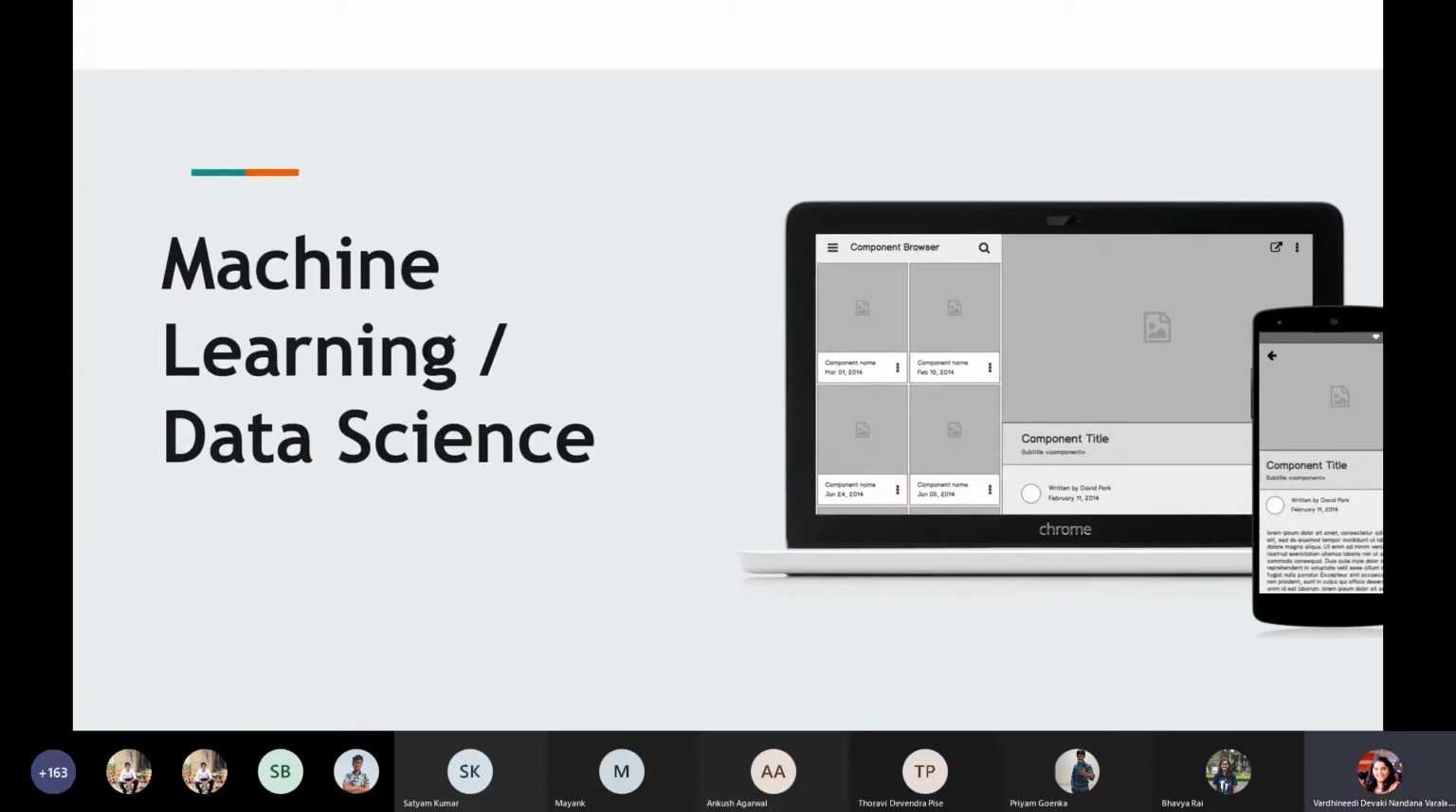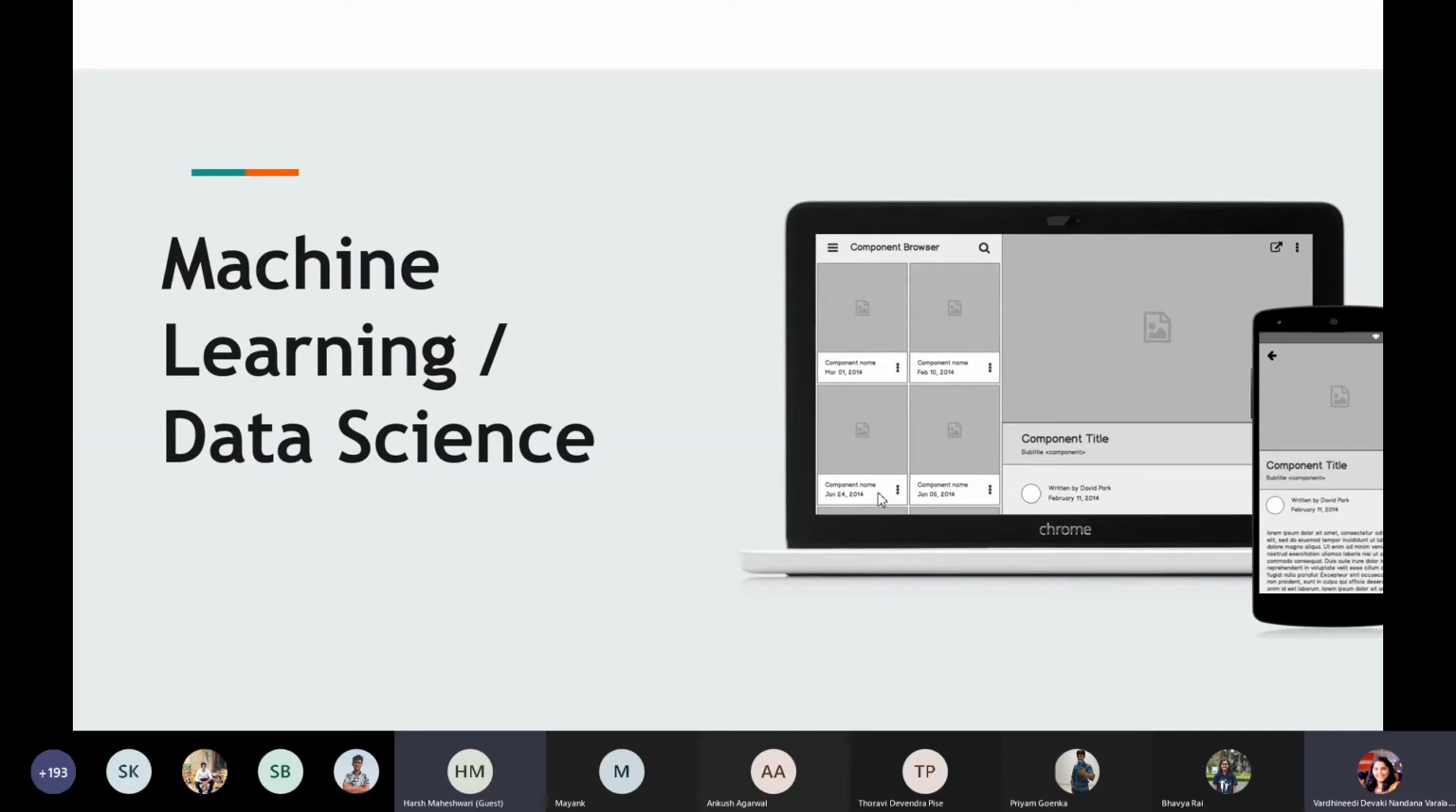Firstly, we'll start with the machine learning and data science field. So I invite our panelist Harsh to give the brief about the machine learning and data science field. So Harsh, firstly, would you like to give a brief introduction about yourself? Hello, am I audible? Just wanted to check it first. Yes, Harsh, you are audible.